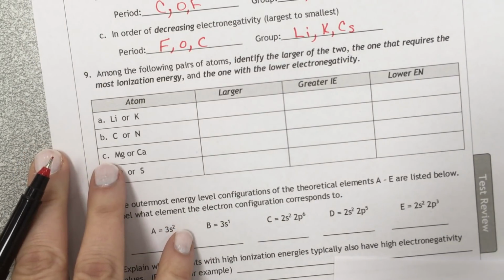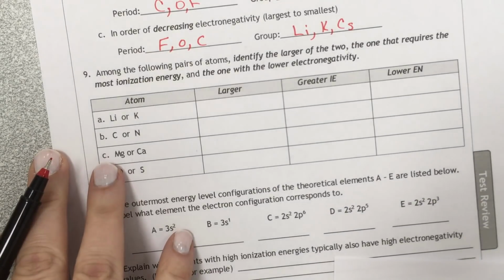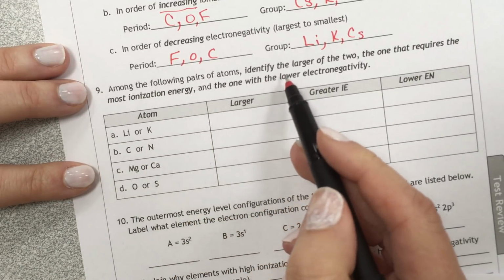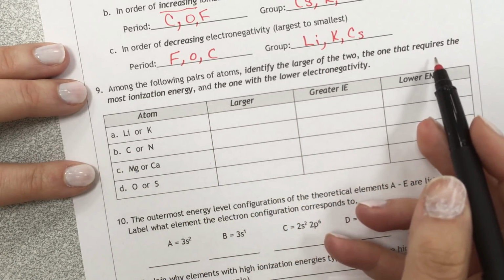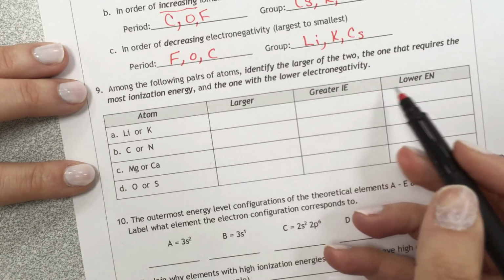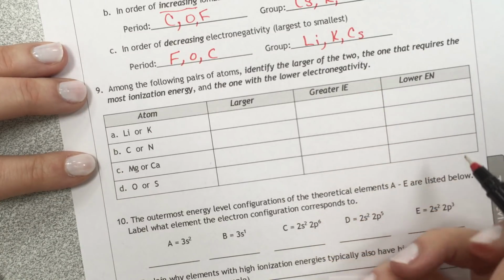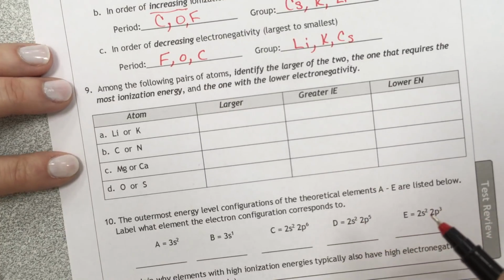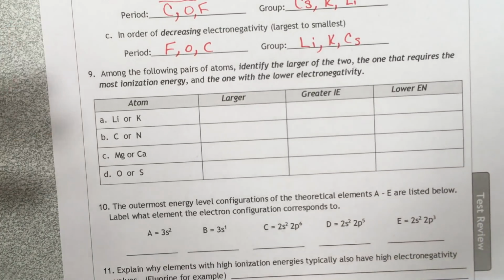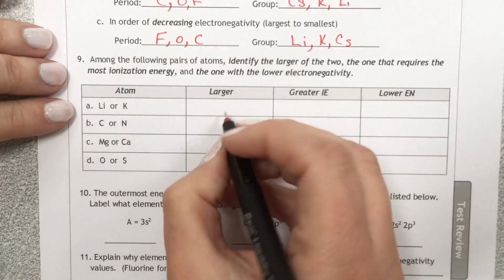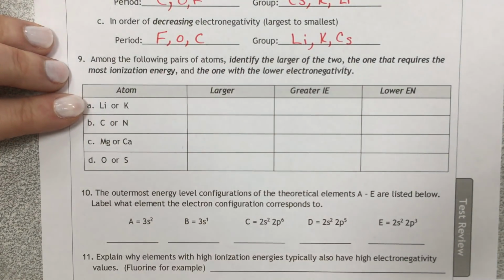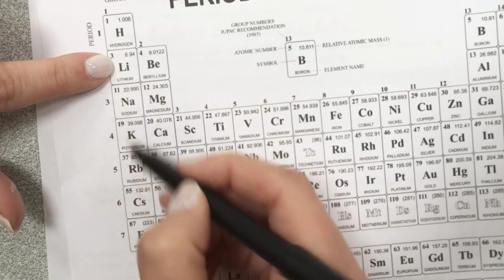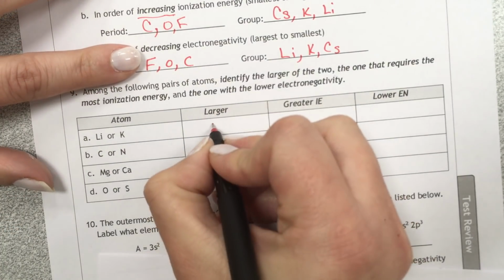Now this one. So this is ionization energy, and it's asking for us, among the following pairs of atoms, to identify the larger of the two, the one that requires the most ionization energy and the one with the lower electronegativity. So basically, again, we're doing those trends. It just looks like a different question. I'm trying to get as much practice in on those trends for you as I can. So which one's larger, lithium or potassium? They get bigger as you go down, so potassium's larger.